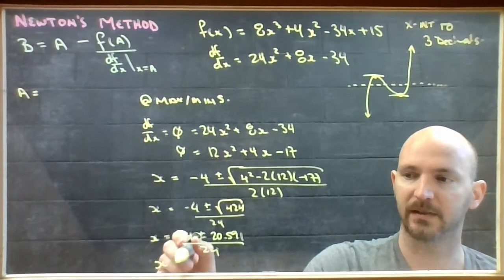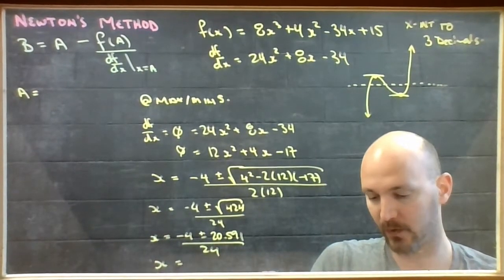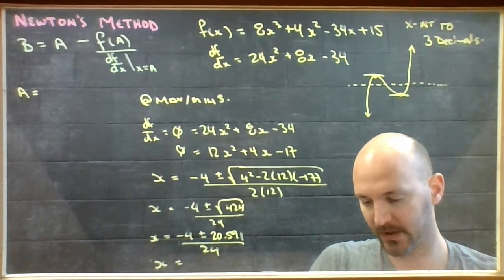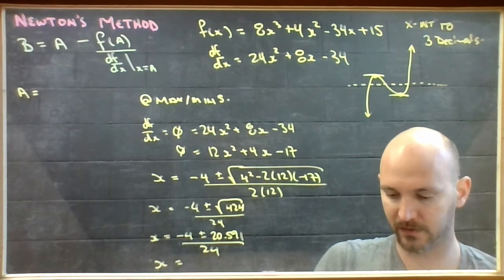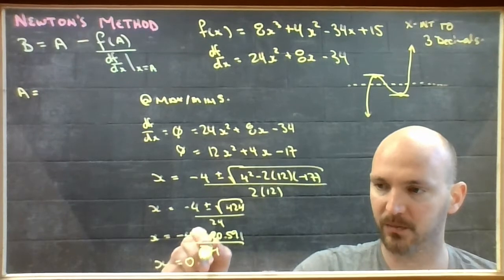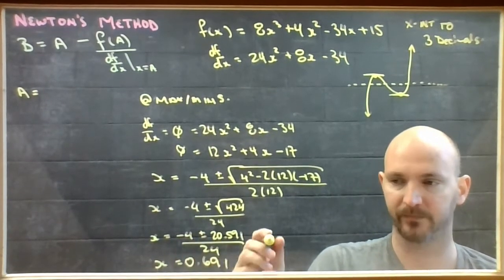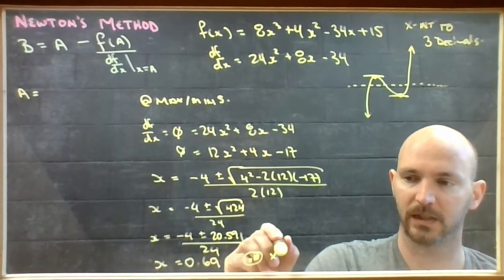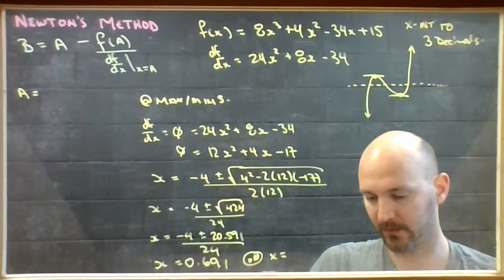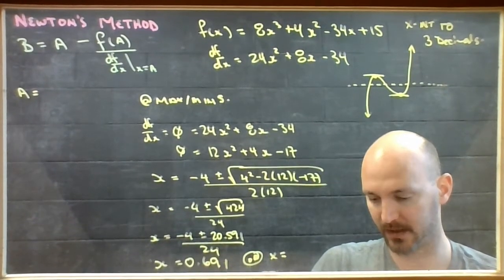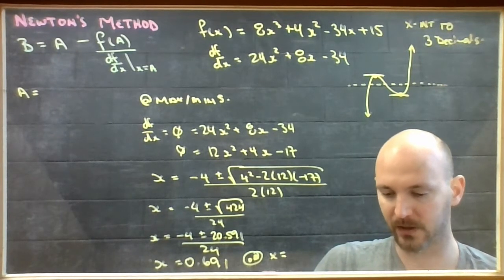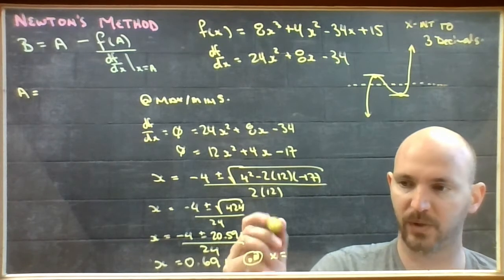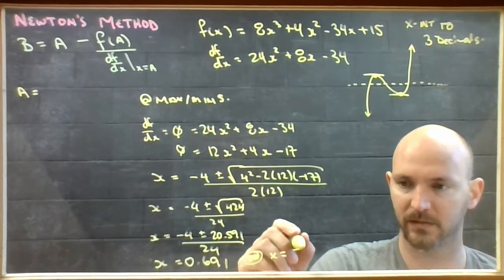So one of these is at -4 plus 20.591 divided by 24, which gives me 0.691, or the other one is the negative case, so negative 4 subtract 20.591 divided by 24 gives me negative 1.025.